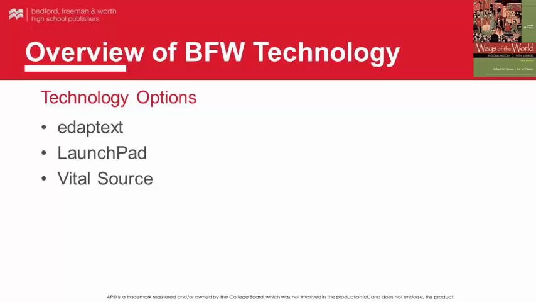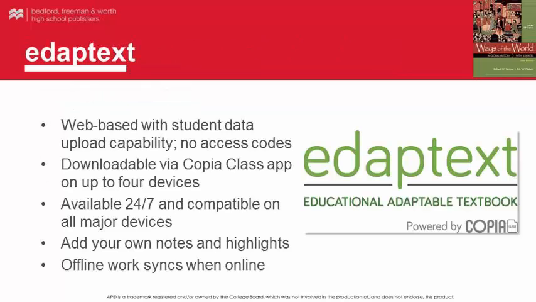Ways of the World 3rd edition has 3 ebook options: edaptext, LaunchPad, and VitalSource. edaptext is an ebook application that's available for students and teachers to download on up to 4 devices. This application is web-based with student data upload capabilities. No access codes are required for edaptext. edaptext is available for use 24/7 and compatible on all major devices, such as computers, iPads, tablets, and cell phones.